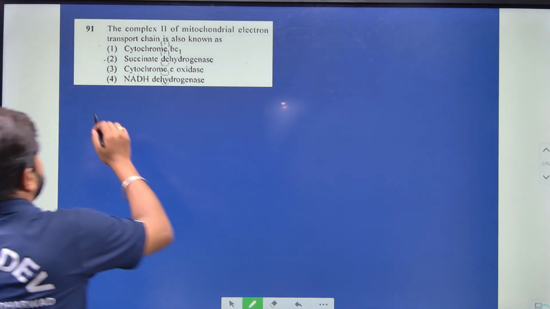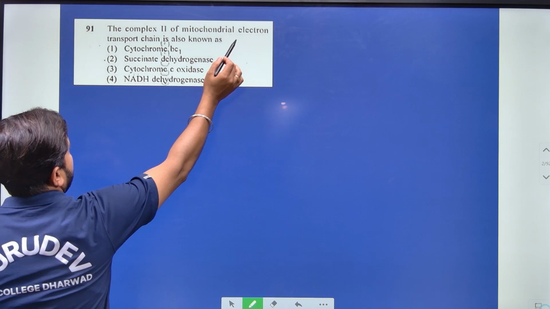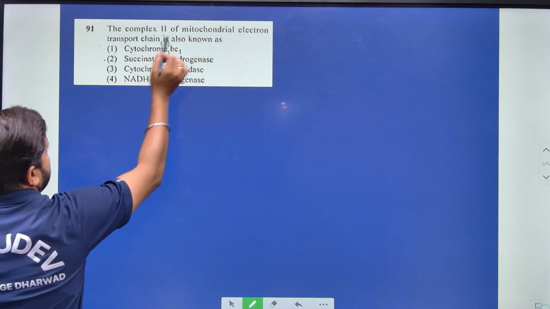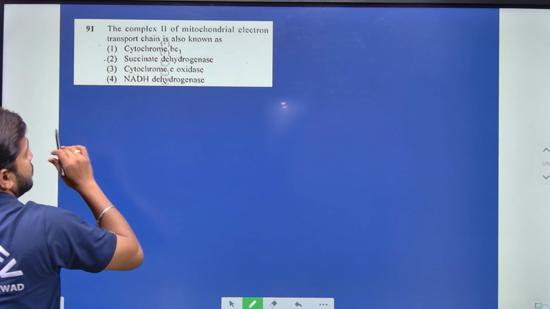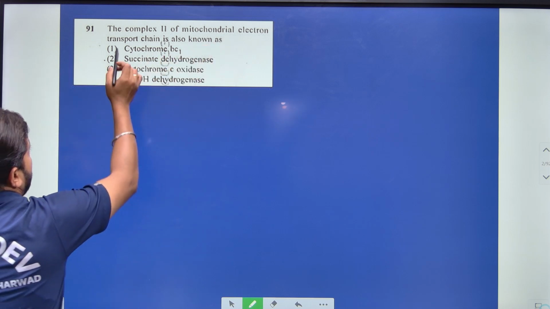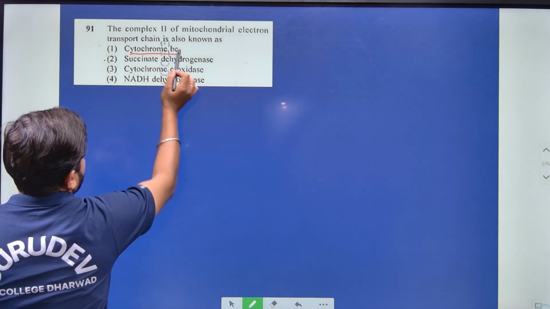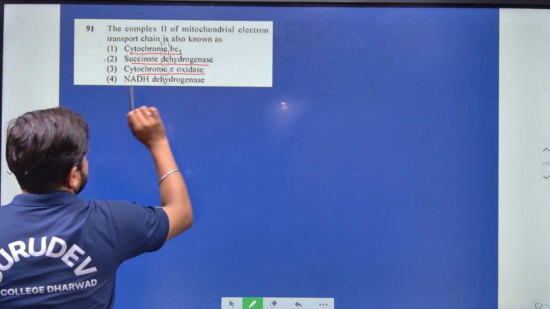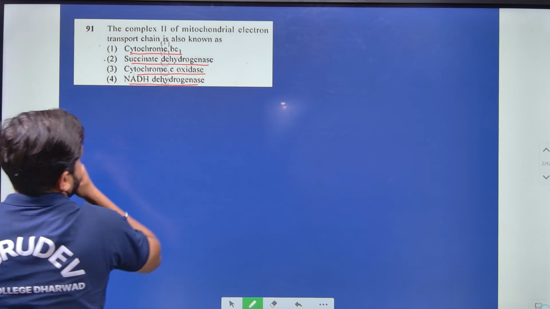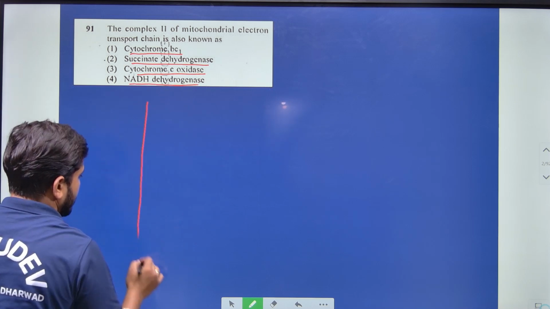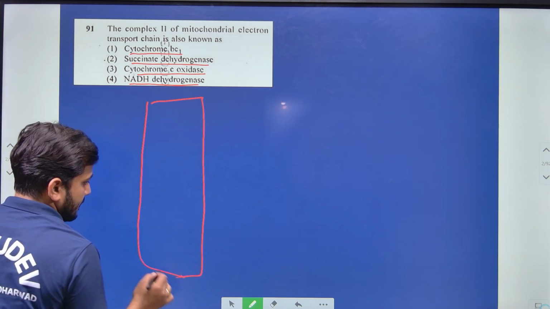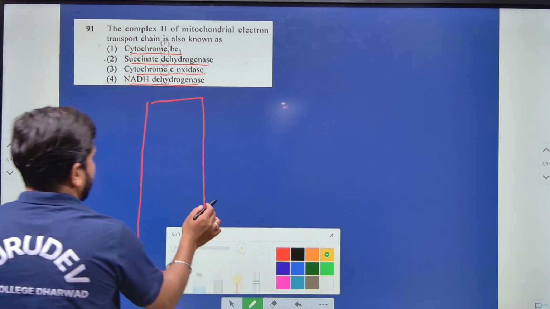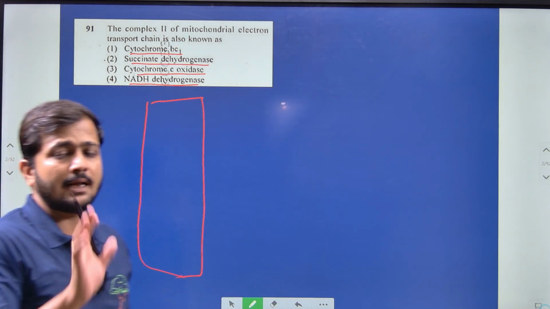So majorly, the complex 2 of the mitochondrial electron transport chain is also known as, right? So they are asking related to complex 2. The options given here are cytochrome BC1, succinate dehydrogenase, cytochrome C oxidase and NAD dehydrogenase. So with respect to the electron transport system, which will actually take place with respect to the inner mitochondrial membrane, right?